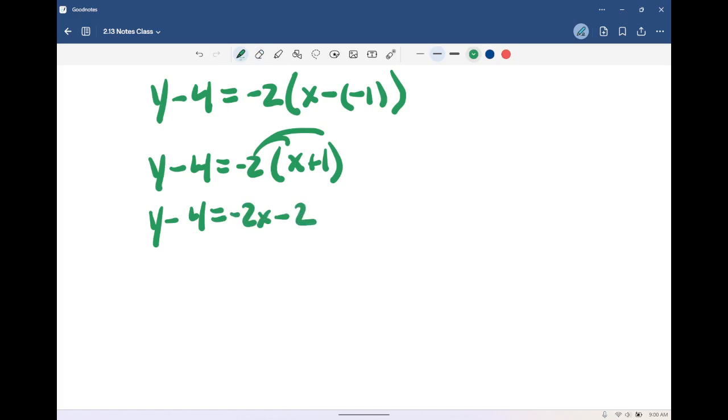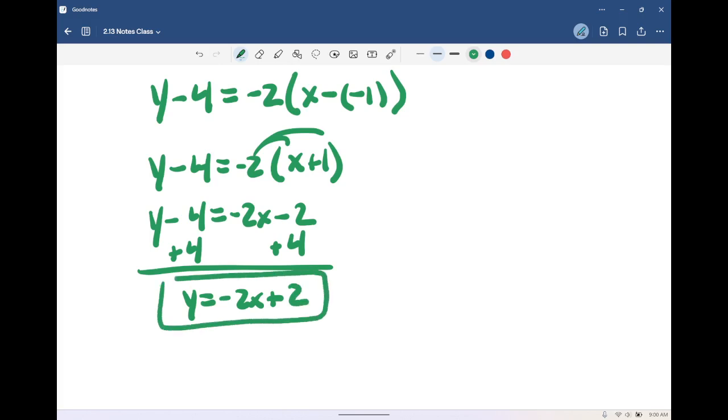Minus 2. All right, from here, just like the do now, we're one step away. What's the last thing we got to do? Add 4 to both sides. And so y is equal to -2x plus, -2 plus 4 should give me what, T? Positive 2. There is a line L. Y is equal to -2x plus 2. Any questions on example 1?